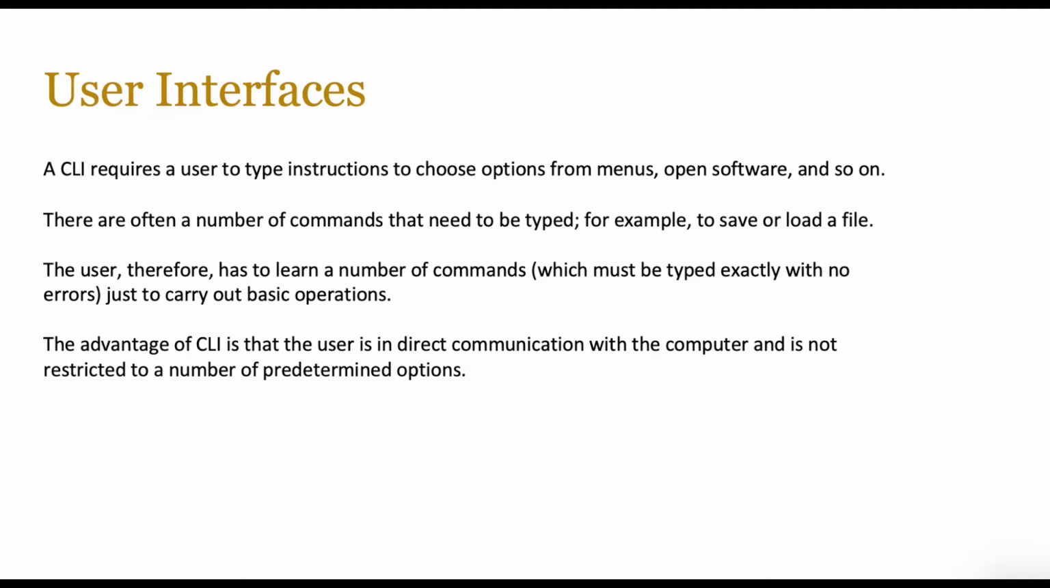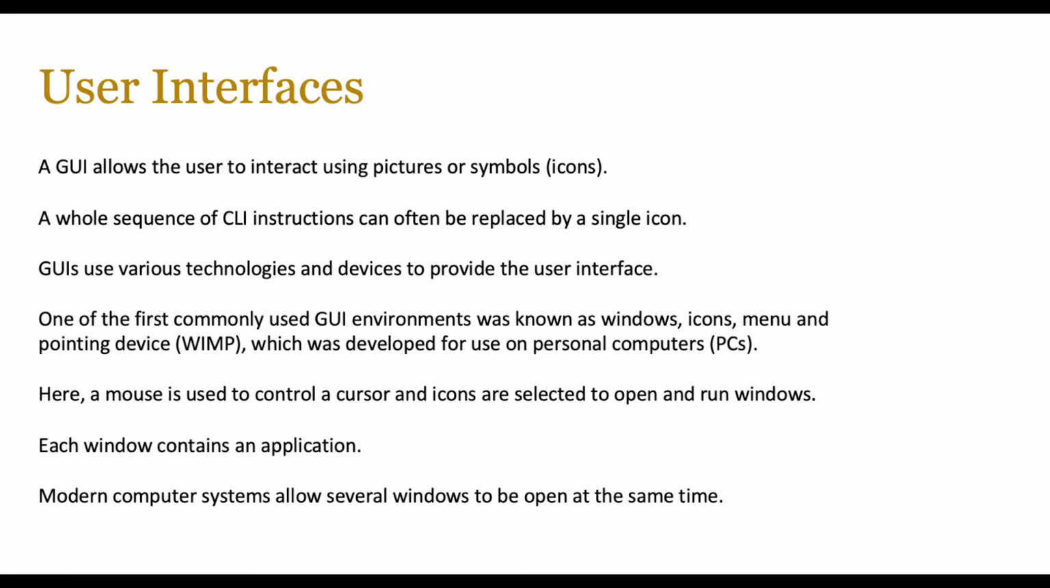If you wanted to see a CLI, you can look in your own operating system and there will be an option available for you to see a command prompt somewhere. I think Mac has Terminal and Windows has Command Prompt, so you can have a look at those in your own time. Now, a graphical user interface allows the user to interact using pictures or symbols, which are normally called icons.